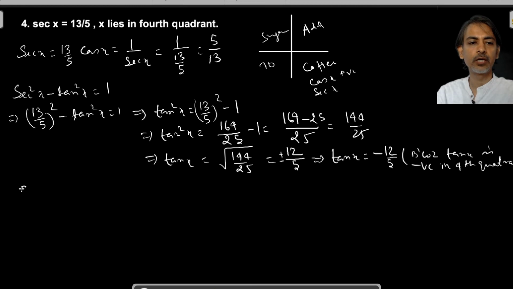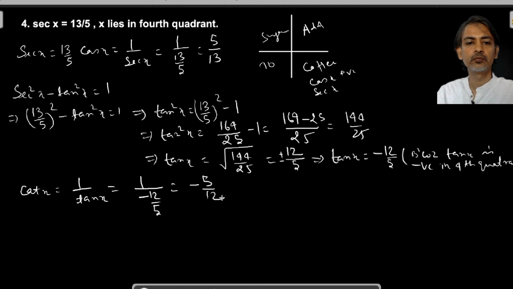Now we have got tan x. So can we get cot x? Yes, cot x would be 1 upon tan x. Now 1 upon minus 12 by 5 will be minus 5 by 12.